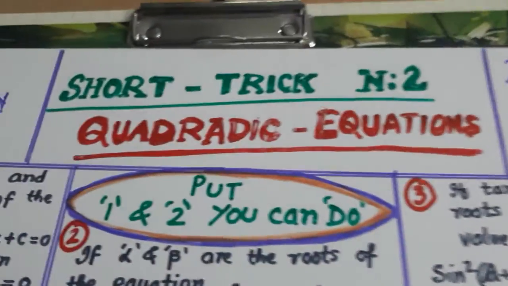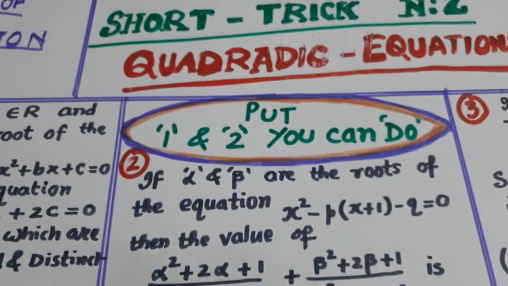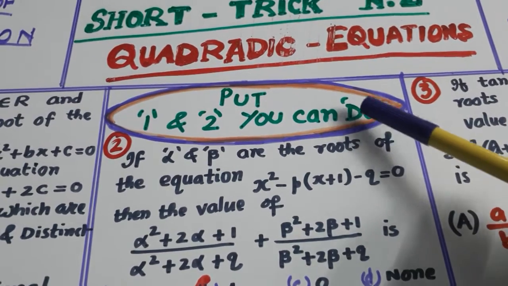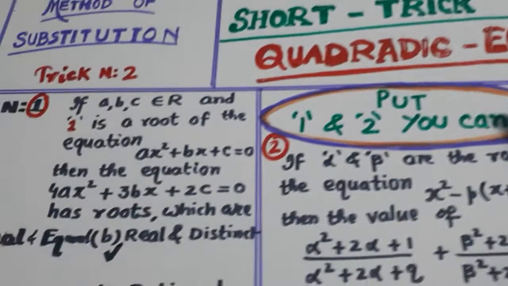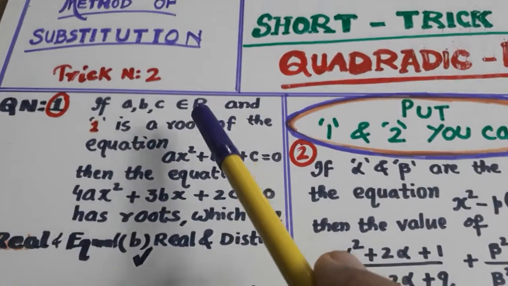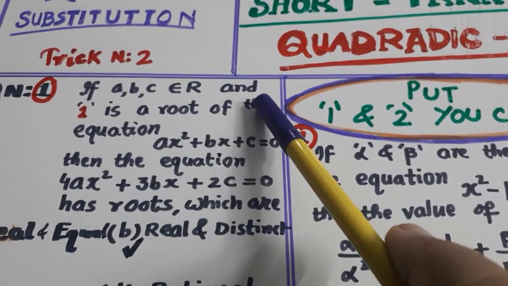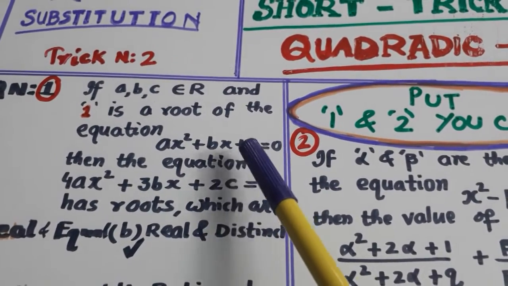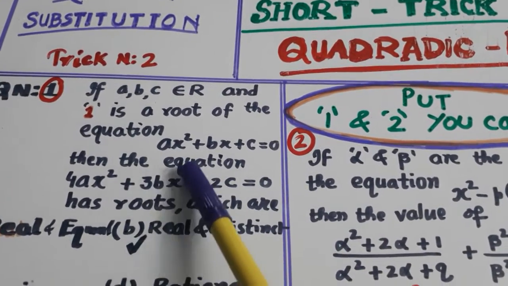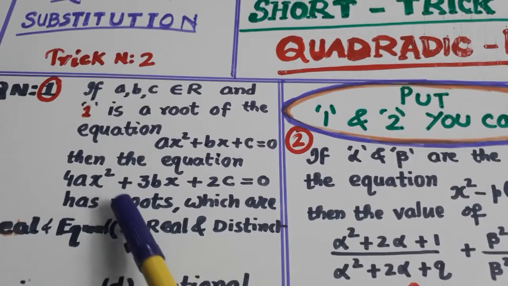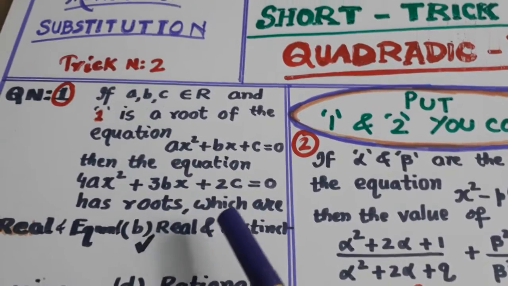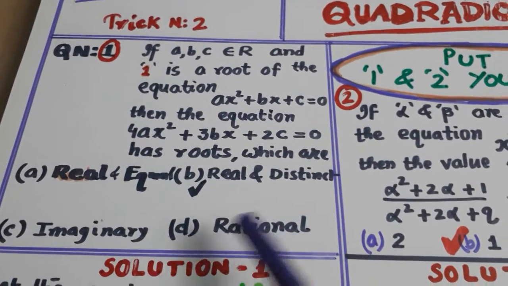Trick number 2 is here. Put 1 and 2, you can do. This is a very short trick. Now look here. a, b, c are real numbers, and 1 is a root of the equation ax square plus bx plus c equal to 0. Then this equation, 4ax square plus 3bx plus 2c equal to 0, has roots which are, now you have to choose one of them.